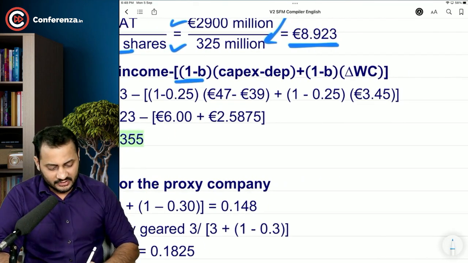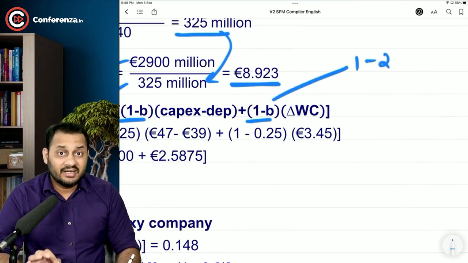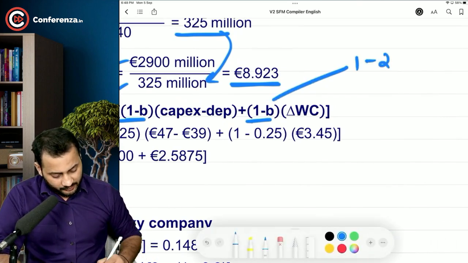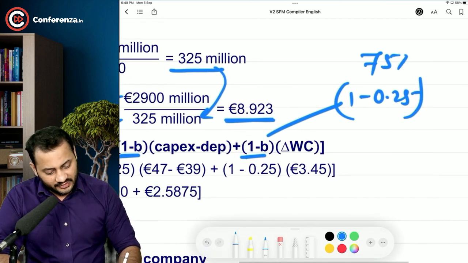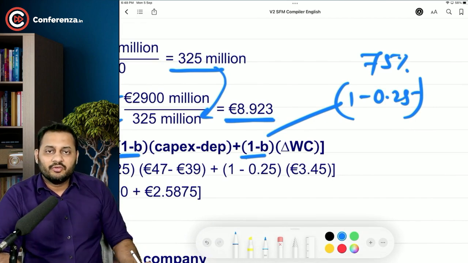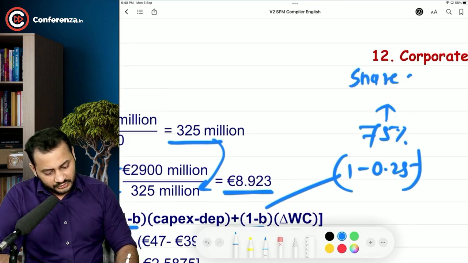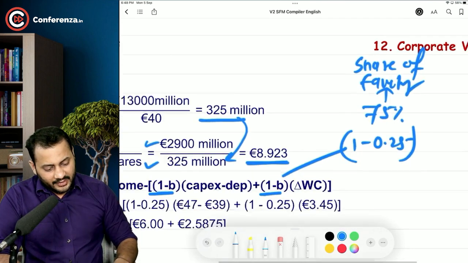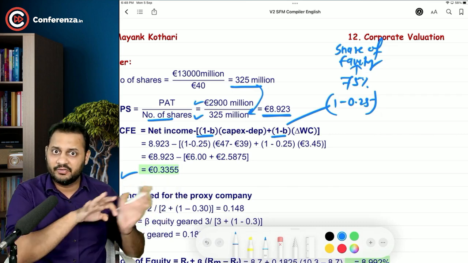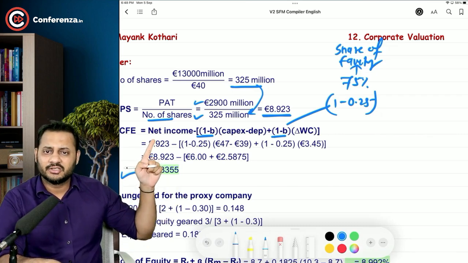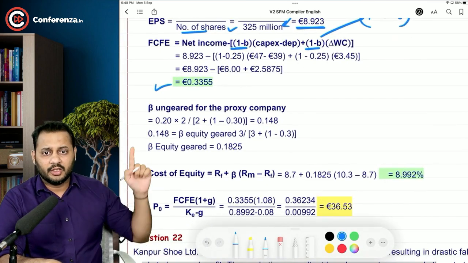Now try to understand that. What is 1 minus B, sir? A lot of students ask this. 1 minus B. B is the debt ratio in the company. So if you do that, what do you come up with? It is 75% itself, no? 1 minus 0.25 is nothing but 75%, and 75% is the share of equity. So we are making sure that out of the total capital requirement, the debt share is separated and the equity share is separated. The equity share will be adjusted with the equity's earnings, 0.3355. Okay, now what are we going to do?